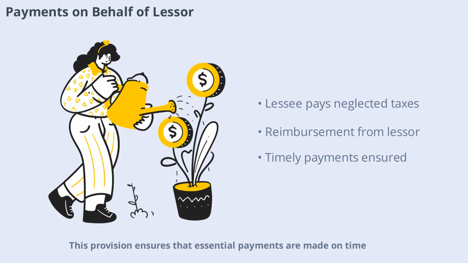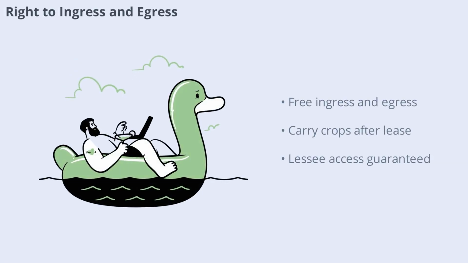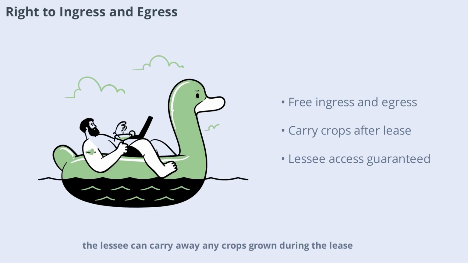This provision ensures that essential payments are made on time and that the lessee is not penalized for the lessor's negligence. The lessee has the right to free ingress and egress, meaning they can enter and exit the property freely. Upon termination of the lease, the lessee can carry away any crops grown during the lease. This right ensures the lessee's access and ability to benefit from their activities on the property.